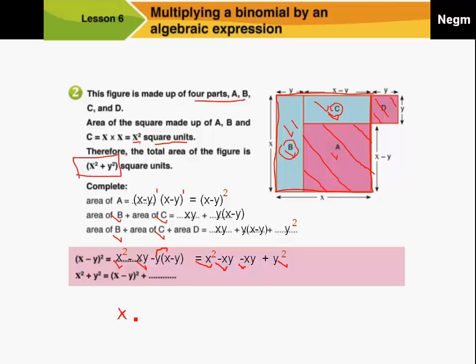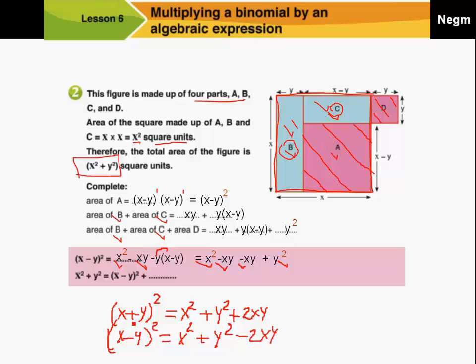You remember x plus y to the power 2 is equal to x squared plus y squared plus 2xy. And x minus y to the power 2 is equal to x squared plus y squared minus 2xy. So if you have plus, 2xy will be plus. If you have minus, 2xy will be minus.